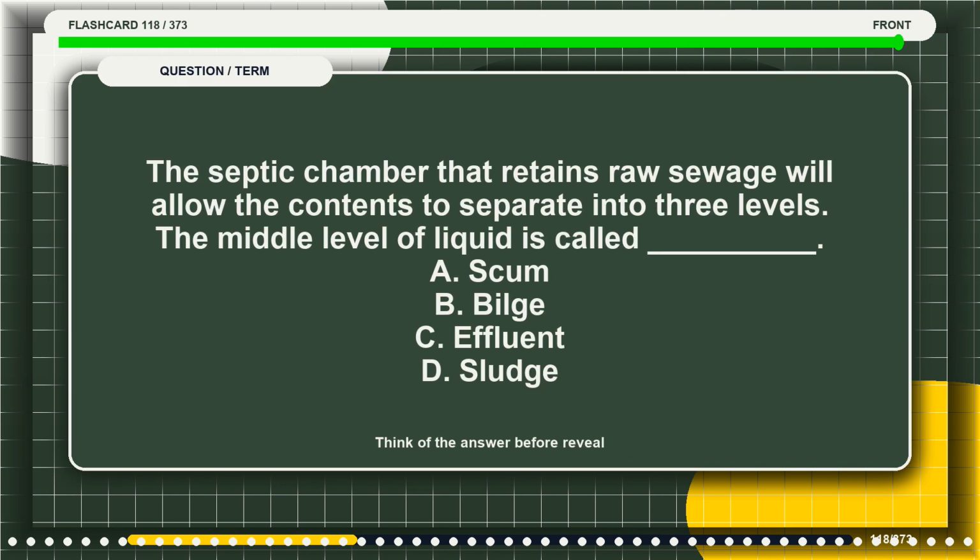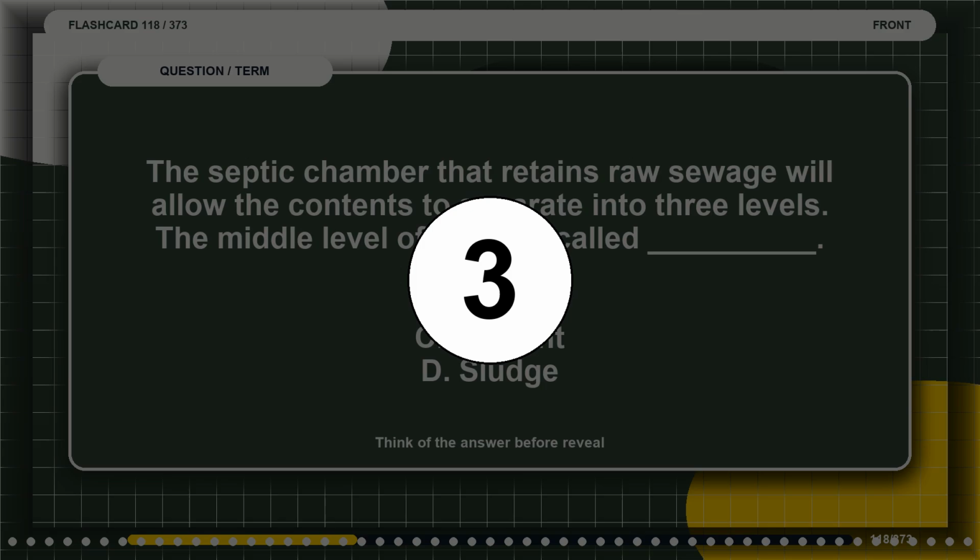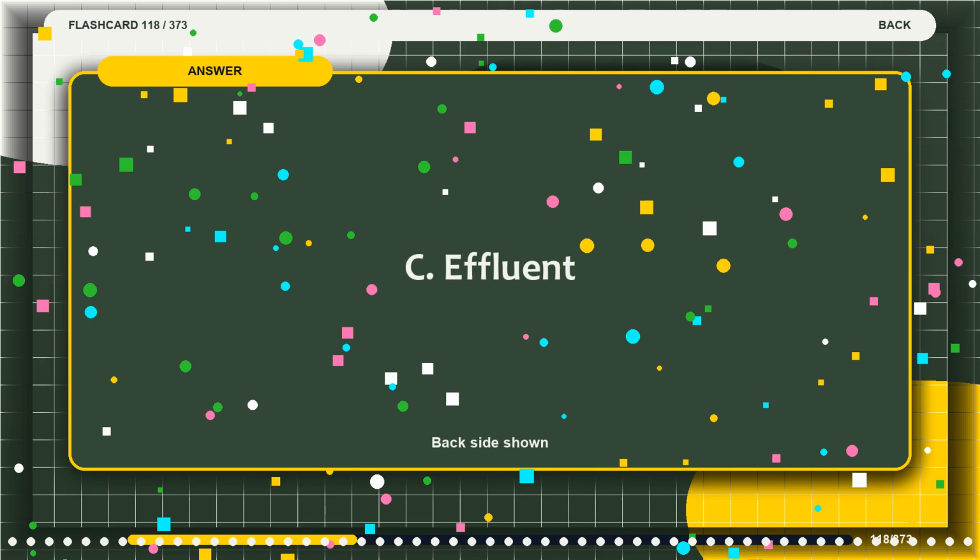Flashcard 118. The septic chamber that retains raw sewage will allow the contents to separate into 3 levels. The middle level of liquid is called blank. A. Scum. B. Bilge. C. Effluent. D. Sludge. Think of the answer before the reveal. The answer is C. Effluent.